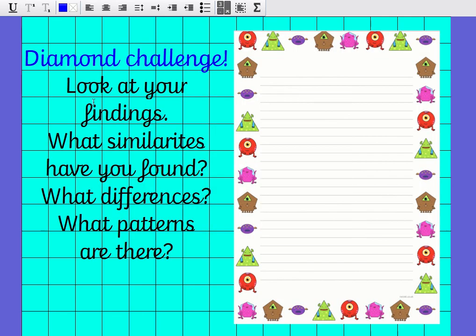Your diamond challenge is very similar to your diamond challenge from yesterday. What similarities and what differences have you found today? Well, we've been identifying irregular and regular 2D shapes. Can you see any patterns coming through? Could you make any predictions based on the patterns you've seen? So for example, if I told you a decagon is a 10-sided shape, what could you tell me about a regular decagon and an irregular decagon?